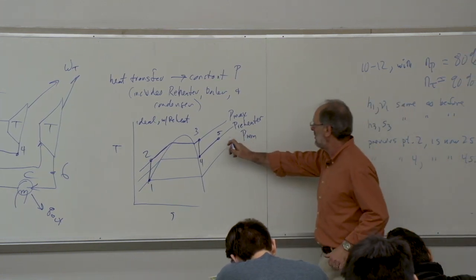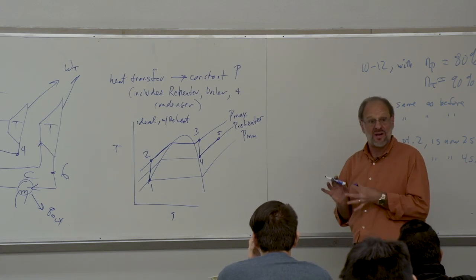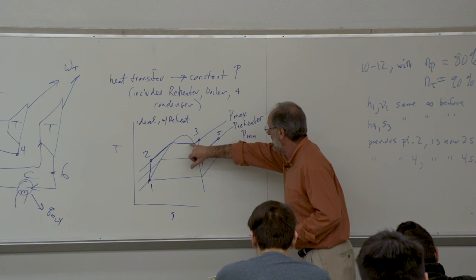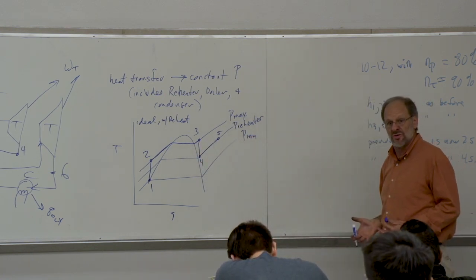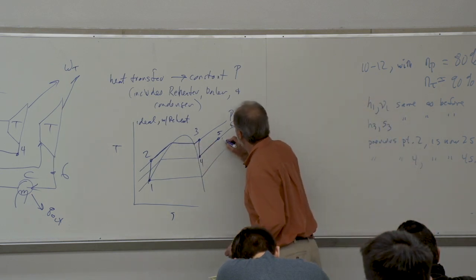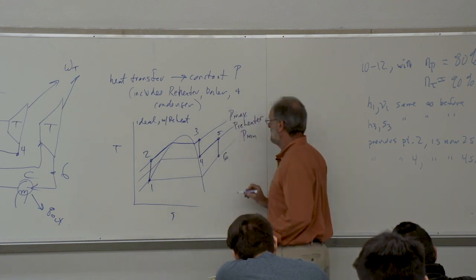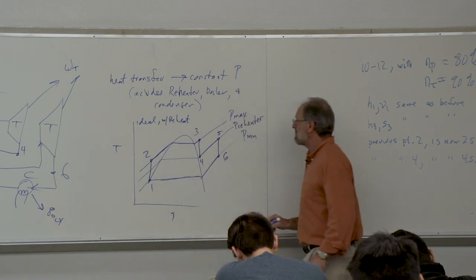By the way, I have shown 5 and 3 as being the same, but it doesn't have to be. It is very common to have the same temperature coming out of the boiler as well as coming out of the reheater, but it's not necessarily going to be true, so read the problems carefully. But nonetheless, we come out at point 5, and then we expand through the second turbine down to point 6, and ultimately reject heat to point 1.